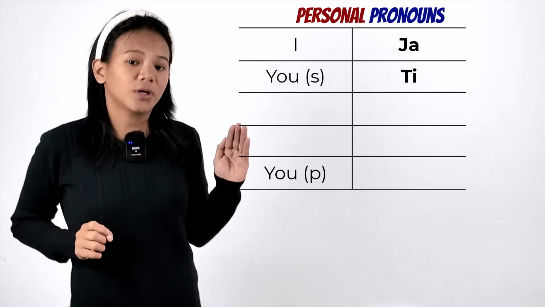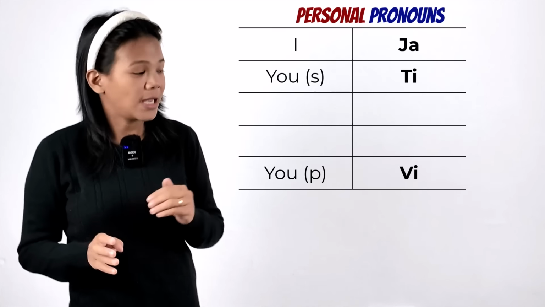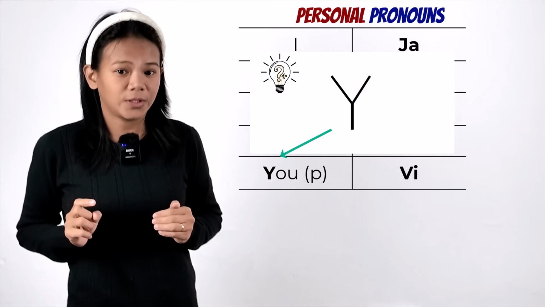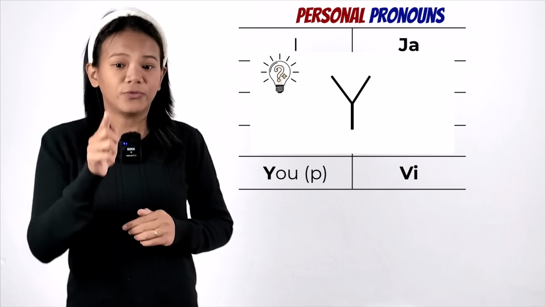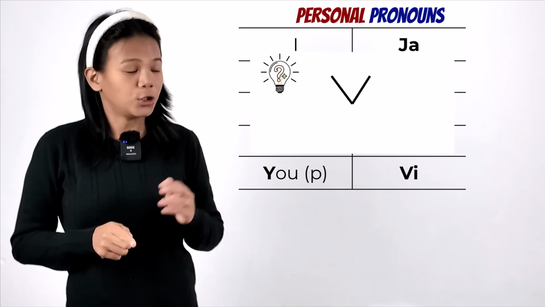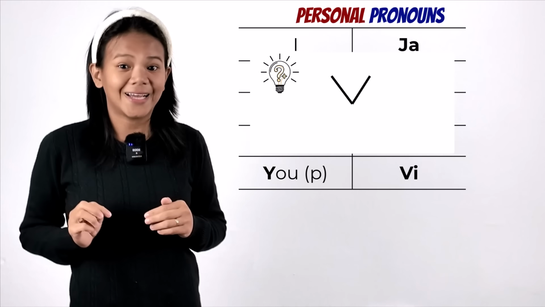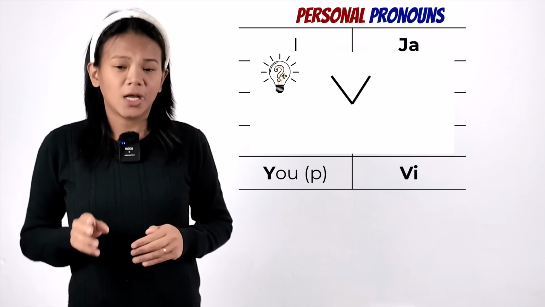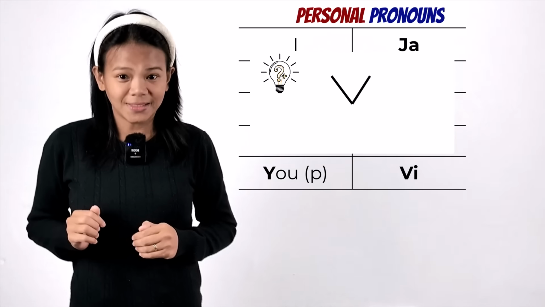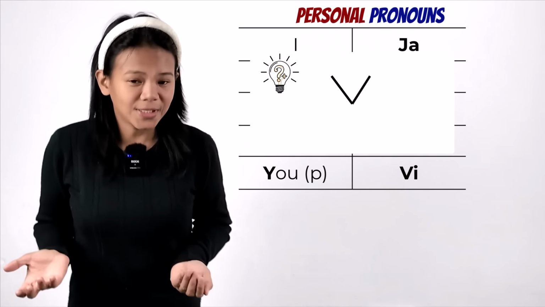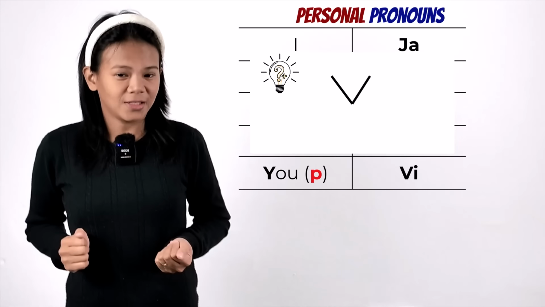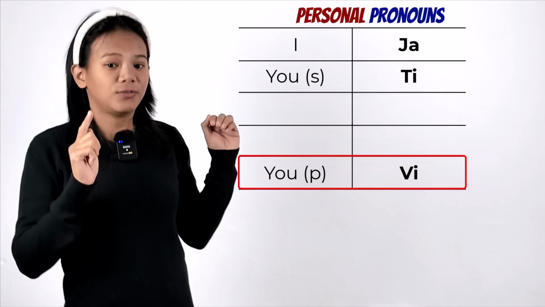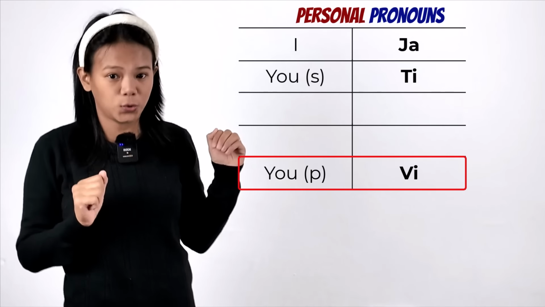You in plural form is vi. Again, think of the letter Y from the U. If you remove that line at the lower part, you're left with V. That's the start of vi, the Serbian you plural. Removing that line means it's no longer just one person, so it's plural. Therefore, ti is singular and vi is plural of you.